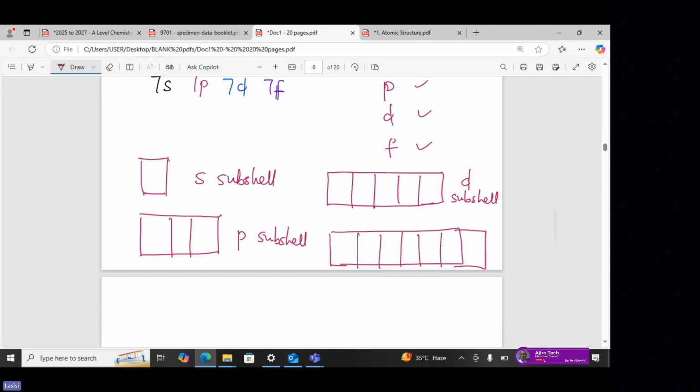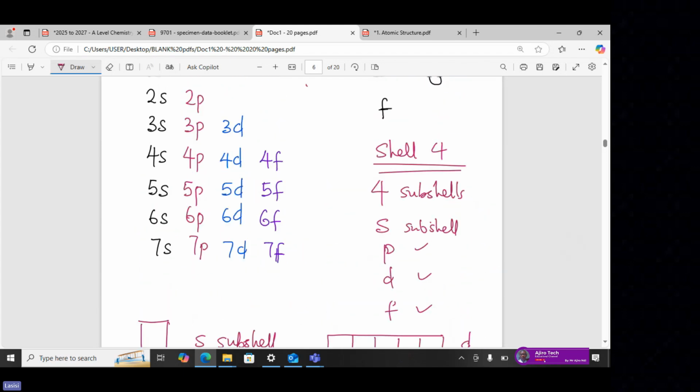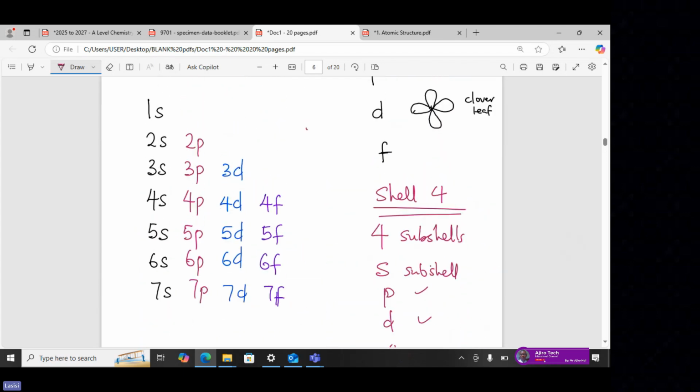This F subshell. I'm going to ask you until you understand. I will say it until you get it in your head. Don't forget, look at shell number 4. How many subshells are in shell number 4?